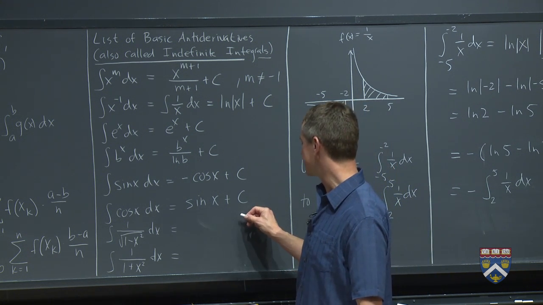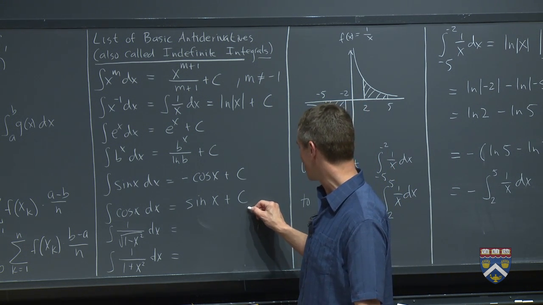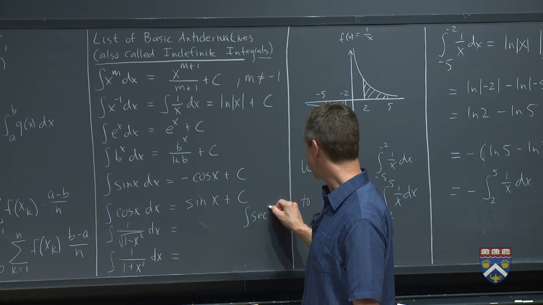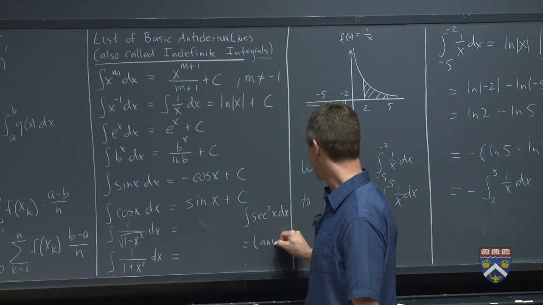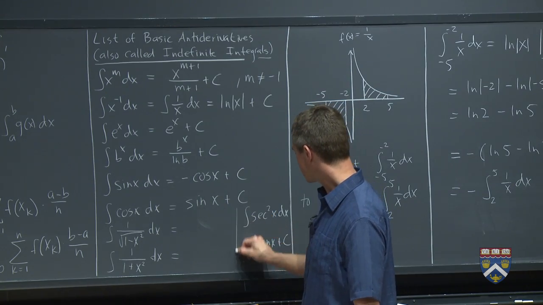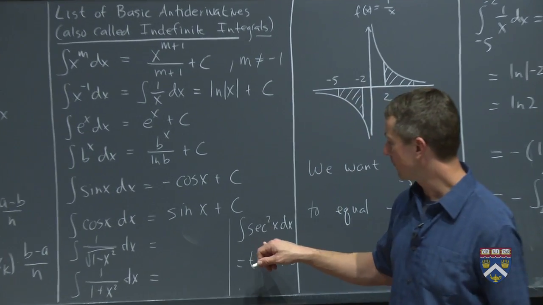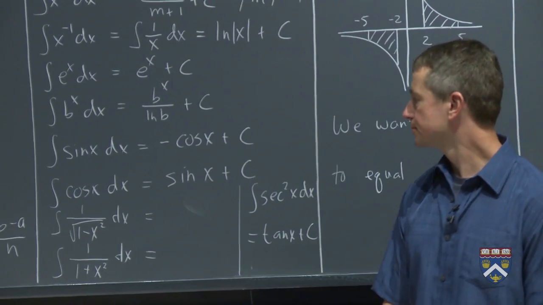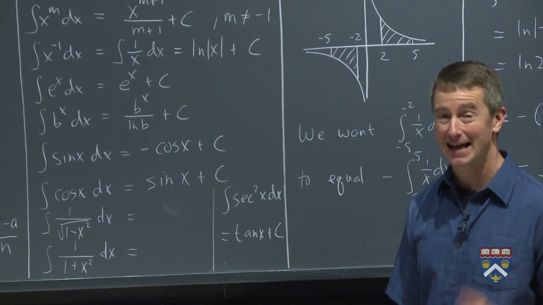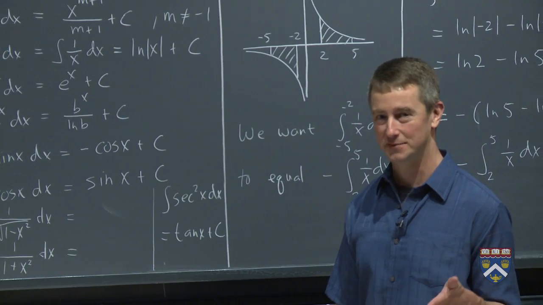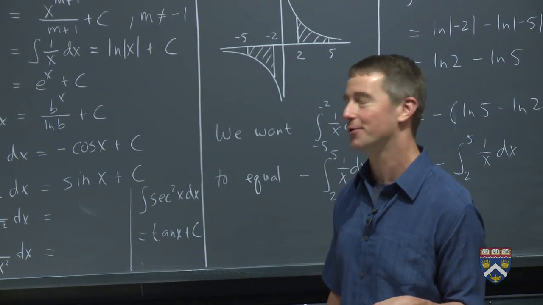But we should put the secant squared, so let me put that one over here on the side. So the integral of secant squared x dx is tangent of x plus c. But we don't know what to write if we have the integral of tangent. There is such a function, and you'll figure it out when you take calculus 2. It's the natural log of the absolute value of secant of x. You can check that on your own if you want.